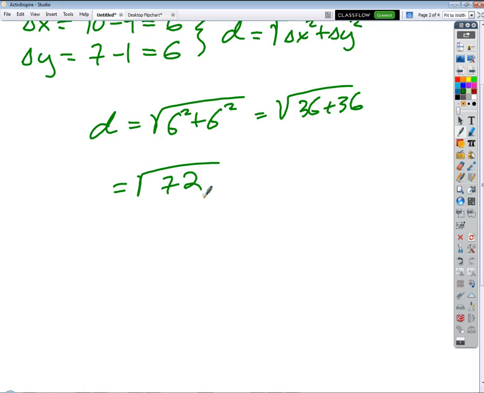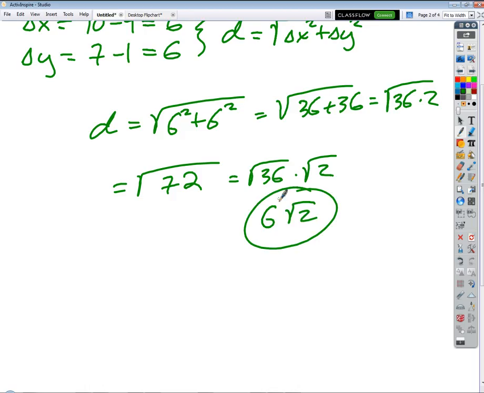So we got to find a perfect square that divides into 72. Well, what's a pretty obvious one here? 36. Yeah, 36 times 2, right? 36 plus 36 is the same thing as 36 times 2, right? So we can rewrite this as the square root of 36 times the square root of 2. And what's the square root of 36? 6. So there's our answer. That's what we have to put in the middle.